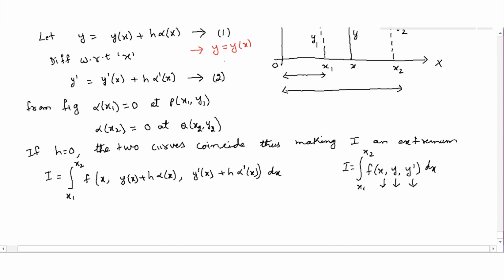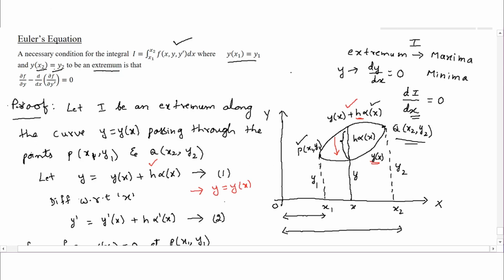So this particular value I is an extremum when the value of h is equal to 0, because both the curves will coincide with each other. As I told you earlier, for an extremum you have the condition that dI by dx is equal to 0. However, I told you the independent variable will change. So here, because h is equal to 0, dI by dh should be equal to 0 for an extremum.